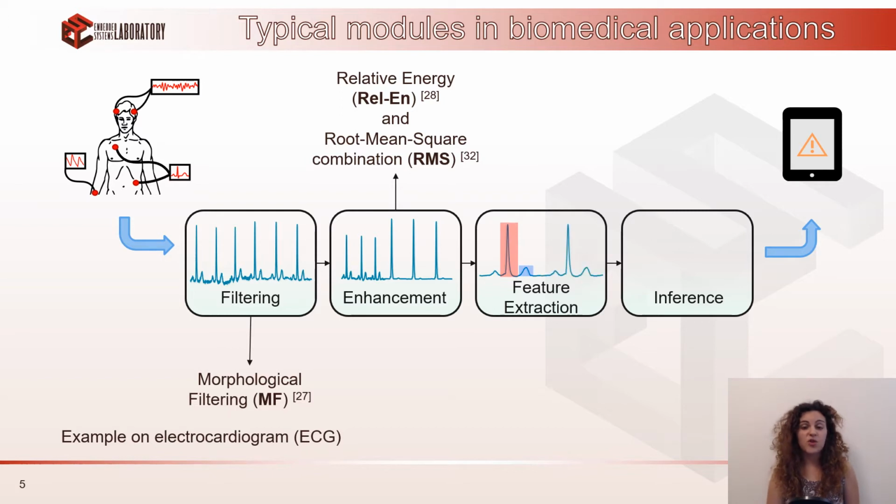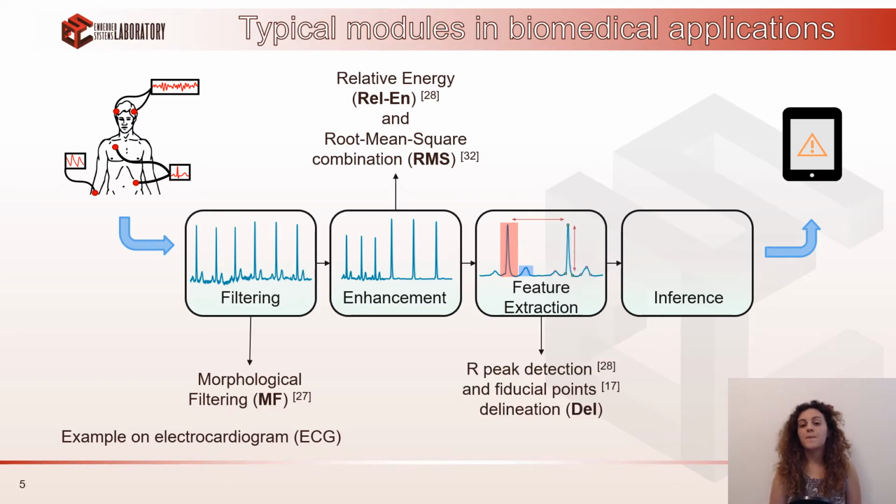Then the third module is the feature extraction module, which extracts main characteristics of the signal, and in our case we consider what is called the ECG delineation, which extracts the main wave of the ECG, the R-peak, and the fiducial points, which are the smaller waves.